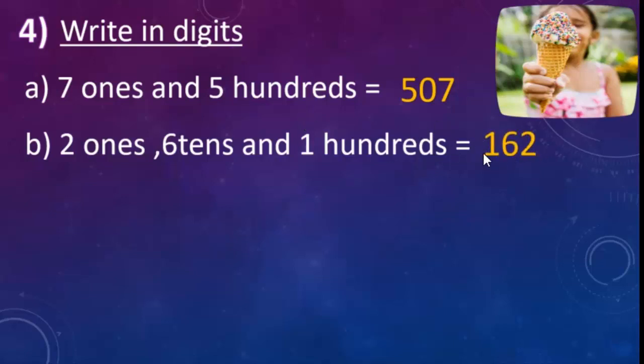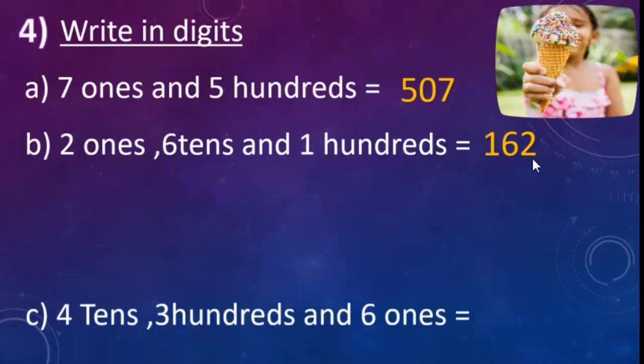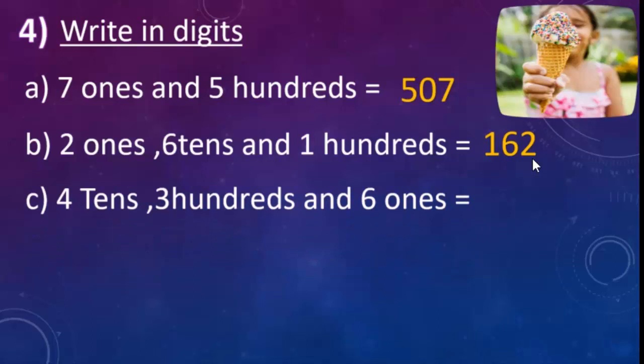162. 1 in hundreds place, 6 in tenths place, and 2 in ones place. What about 4 tenths, 300s, and 6 ones? Pay attention. 4 tenths, not 400s. You have 300s. So write 3 in hundreds place, then 4 in tenths place, after that 6 in ones place. 346.